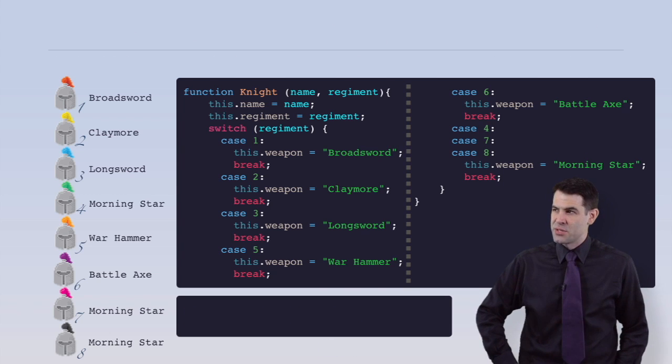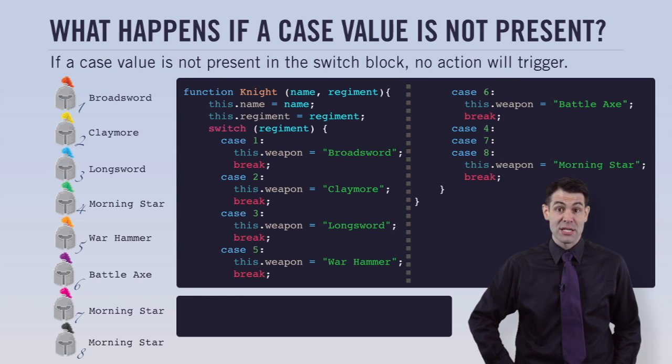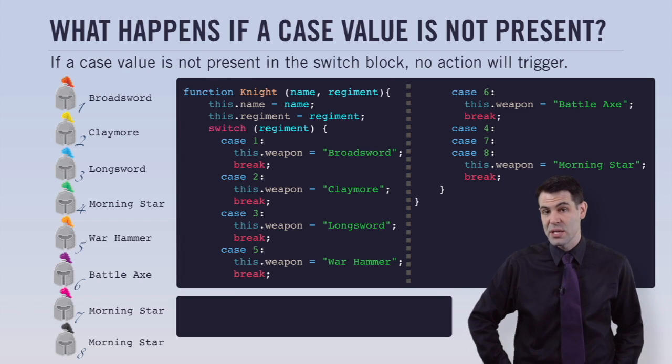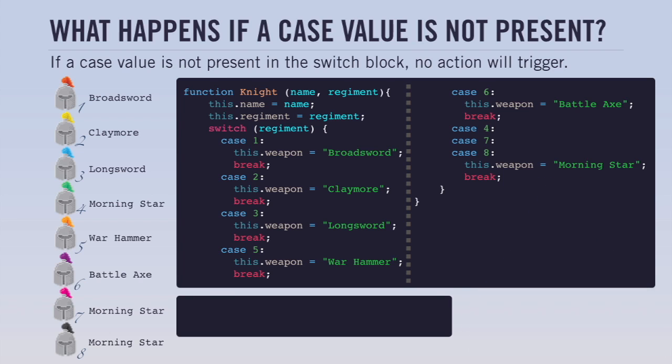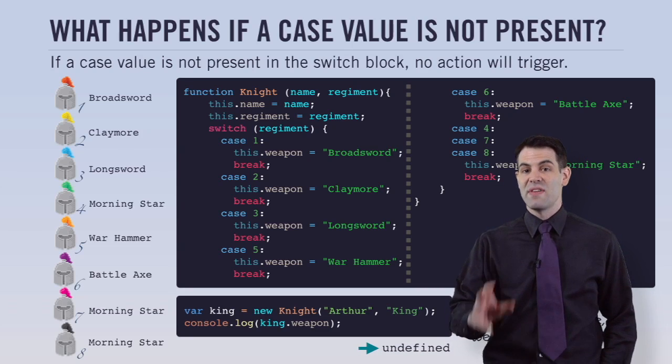Earlier, you may have been asking yourselves, well, what happens when the switch block gets a value that's not actually present as a case inside of the block? Well, we have a unique situation for that. If a case value doesn't happen to be there in this switch block, no action at all will trigger. So if suddenly we passed in Arthur and he's the king, well, there's no king regiment, right? So his weapon at the end of that object build would be undefined. That's because the weapon property is never actually set to a value.